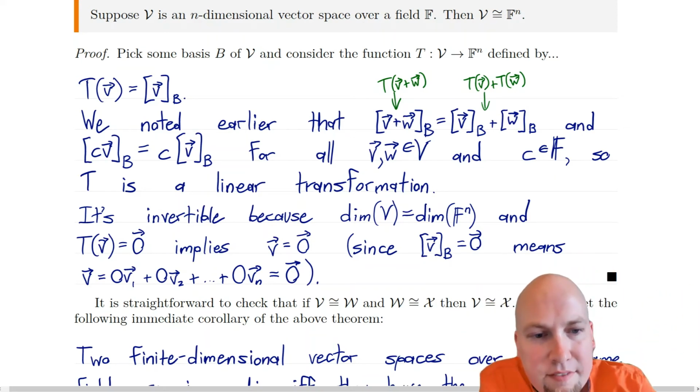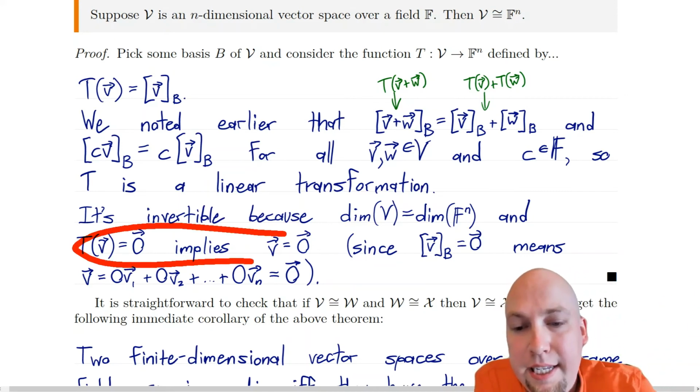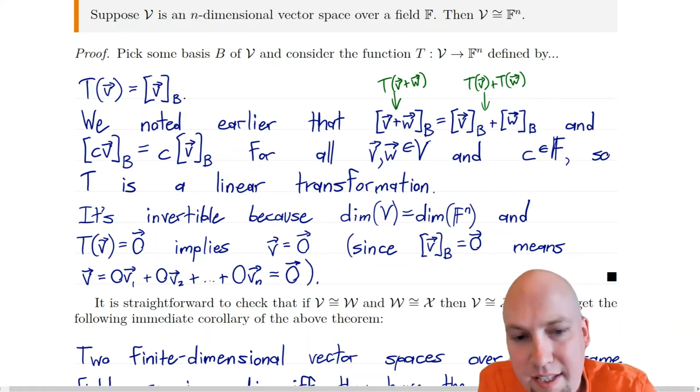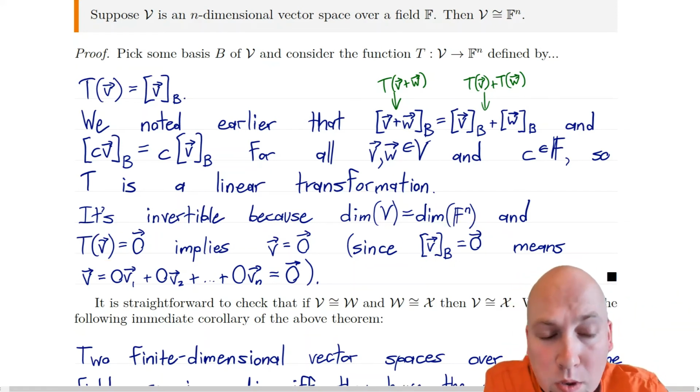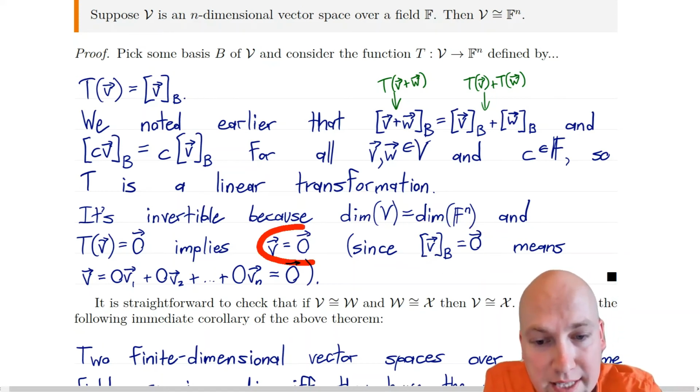All right, so they have the same dimension. We're happy with that part. Now we've just got to show that T of V equals 0 implies V equals 0. All right, well, what is T of V? That's V with respect to B. That's the coordinate vector, okay? So if this coordinate vector equals 0, I'm going to show that that implies V equals 0.